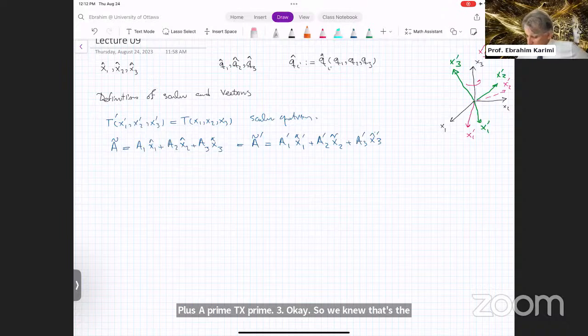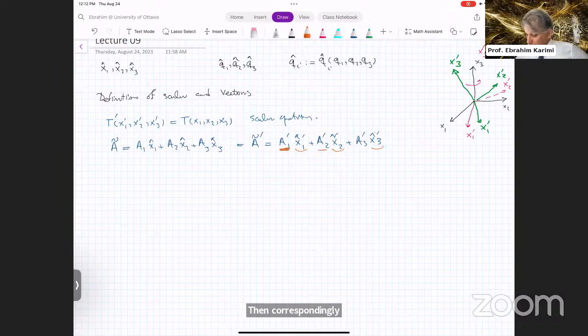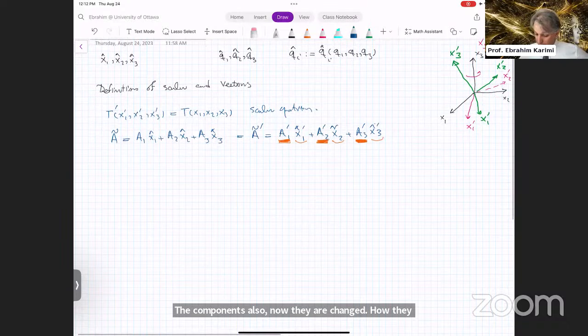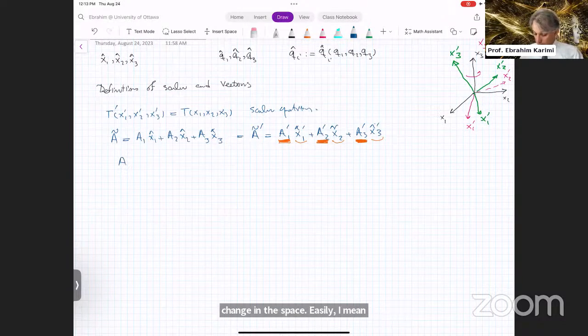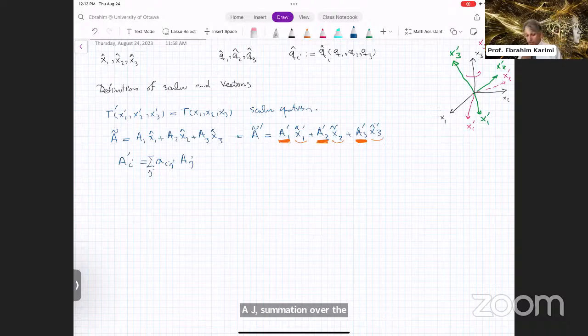However, since x prime 1, x prime 2, and x prime 3 are rotated now, they are different unit vectors, then correspondingly the terms A prime 1, A prime 2, and A prime 3, the components, also are changed. How they change in space, we had the formula that A prime i is given by Aij Aj, summation over j. Okay?